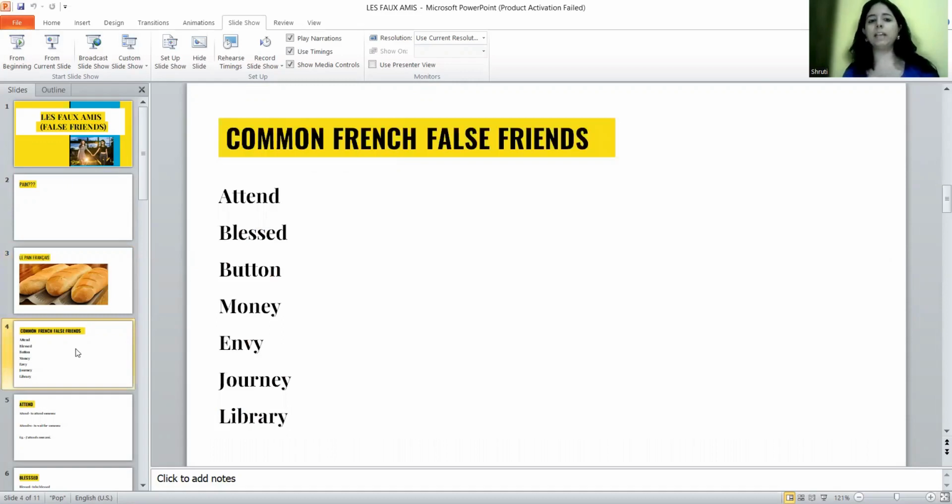Now, on the next slide, I'm going to talk about a few words in English as well as their meaning in French. Okay, so I want you to take a minute to go through these words, and then we are going to discuss their meanings in French. So what you see on the slide is the English word, right? But the meaning is completely different in French. So let's look at the first word.